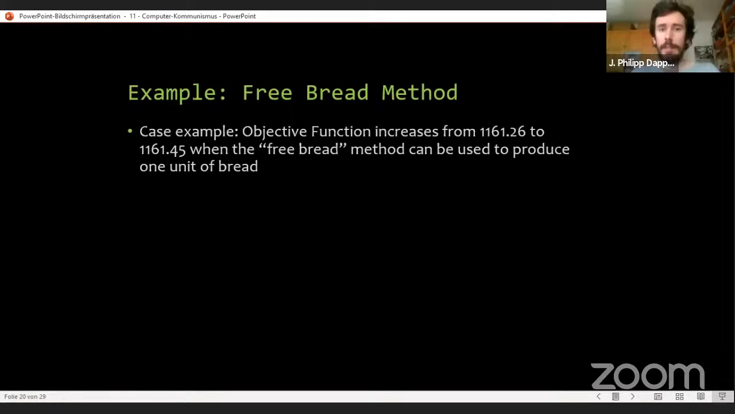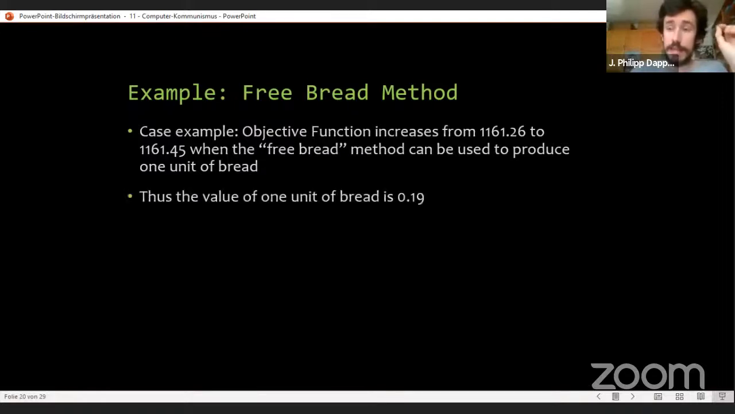Okay. And what happens then is that the objective function increases ever so slightly, because this unit of bread is available for free, so the labor and the other resources which would be needed to produce it can now be used to produce other things. And so what you see is that the value of the optimized objective function increases slightly from, in one example that I calculated, 1161.6 to 1161.45. So very slight increase.